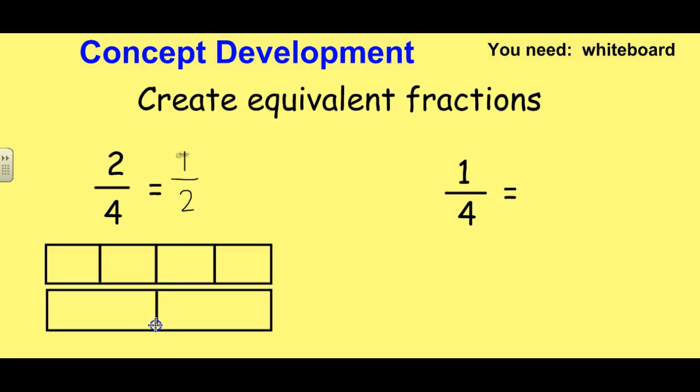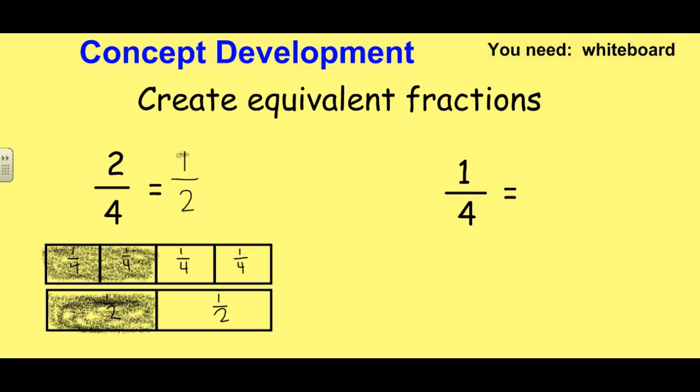But we're still going to use our model, and we're going to shade in and label all the fractions as unit fractions so we can double check to make sure we are correct. So make sure you are labeling your models on your paper and that you're shading in 2/4 and you're shading in 1/2 to see if these fractions are equivalent. If you want to push pause while you're doing that, you can, and you can check it once you're finished.